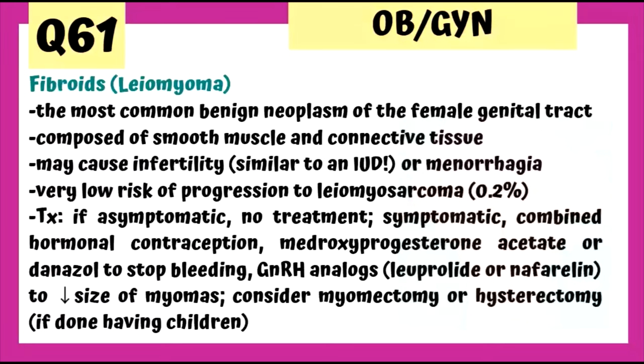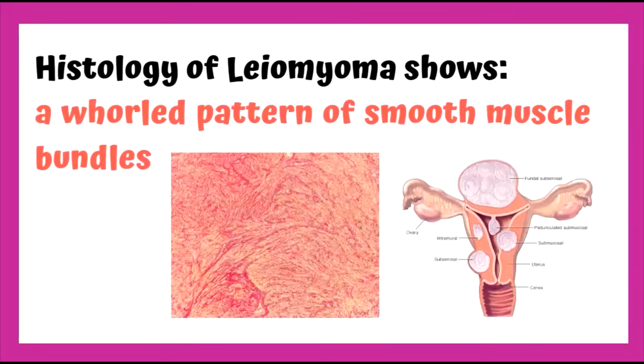Here's a little bit more about fibroids. If asymptomatic, no treatment. Symptomatic, we give combined hormonal contraception, medroxyprogesterone acetate, or danazol to stop the bleeding, GnRH agonists, and you can take a look over here at what we do. We would consider myomectomy or hysterectomy if done and not having children. The histology of leiomyoma, the fibroids, includes a whorled pattern of smooth muscle bundles. This is more for Step 1 than for Step 2, but just in case it comes up.